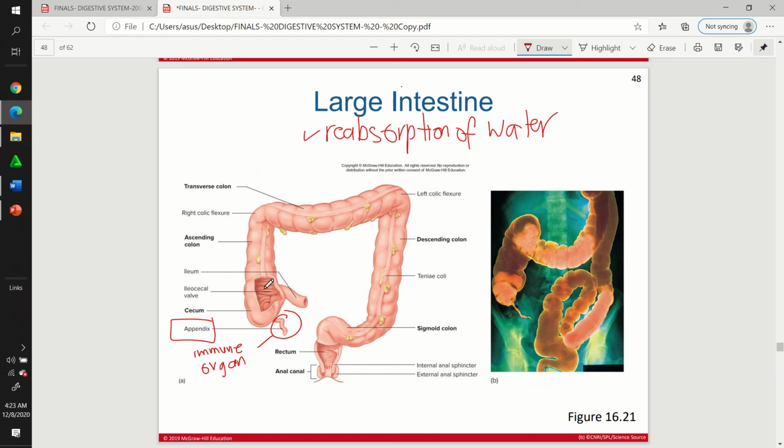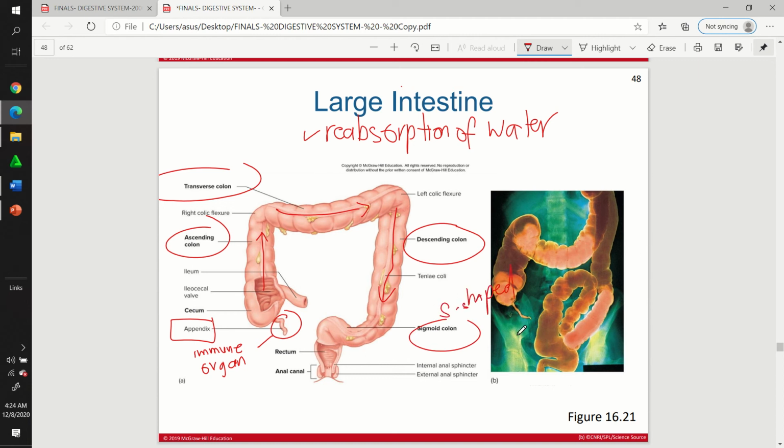Then we go to your ascending colon, and we go across. That is your transverse colon, and then your descending colon. Along all of this, water is being reabsorbed into the bloodstream. If that did not happen, diarrhea occurs, of course. And your sigmoid colon, this is your sigmoid, the S shape.